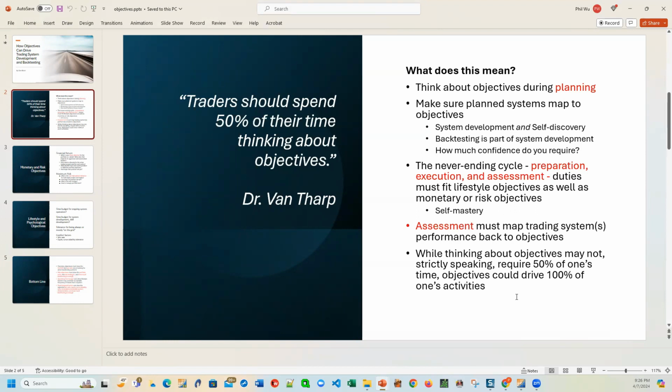So why backtest those systems? Even if you've got a system that fits your lifestyle objectives, you still have to have self-mastery to be able to go through that cycle. Finally, in the assessment, you want metrics to assess the trading systems and make sure they're meeting your objectives. So while objectives may not, strictly speaking, require 50% of one's time, they could drive 100% of one's activities in the end. Next slide.